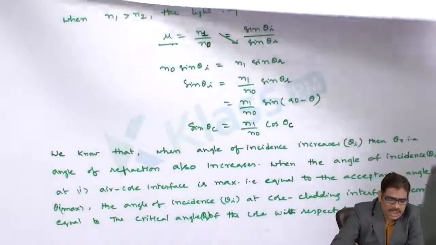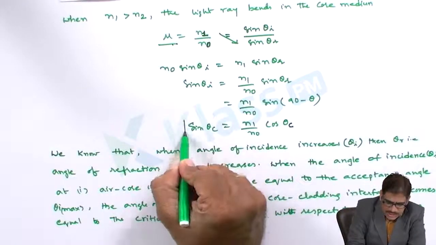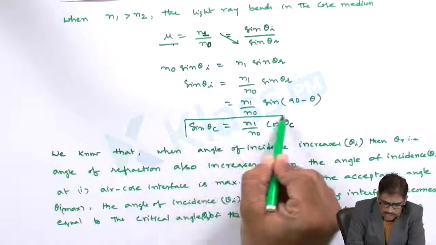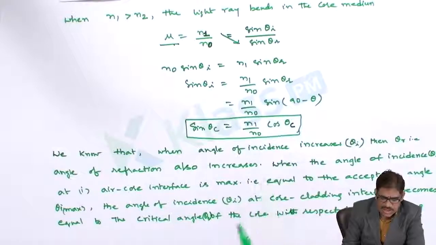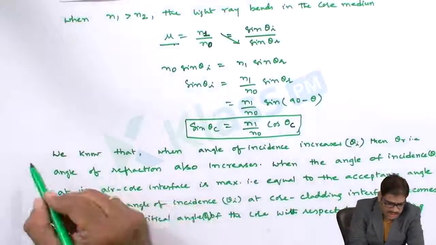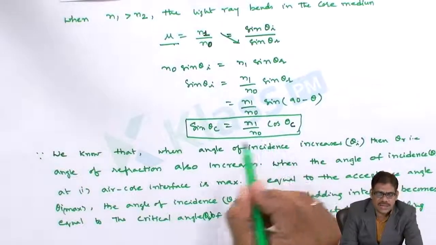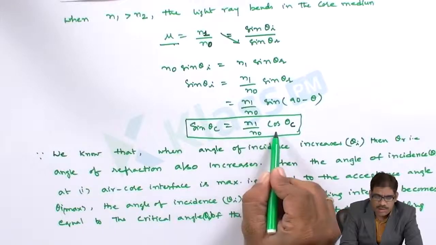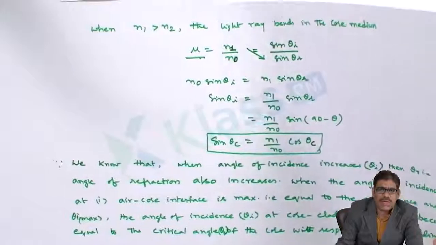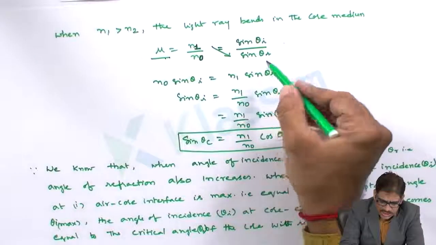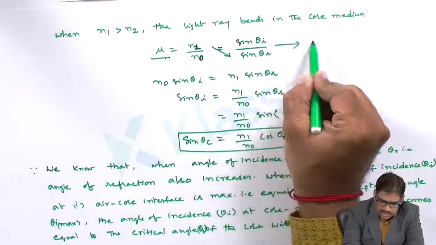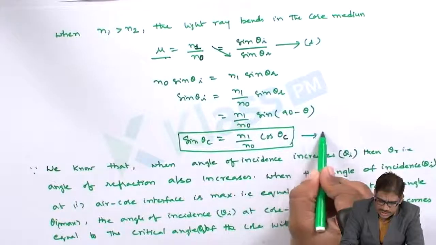Therefore, we apply the condition sin theta c is equal to n1 by n0 cos theta c. So this is the condition we give. Now let us work out our equation with respect to this condition. Let us name this as equation 2 and this as equation 3.